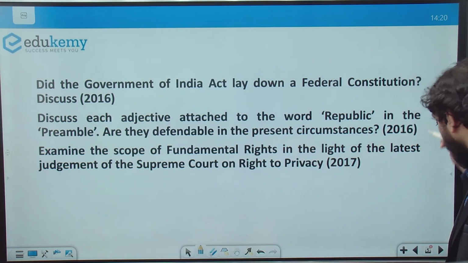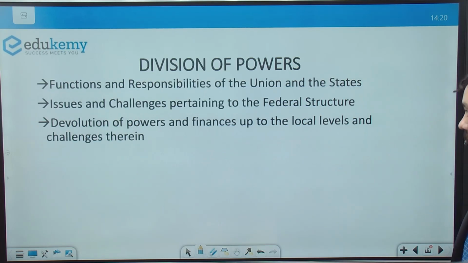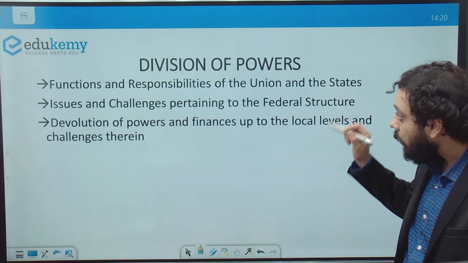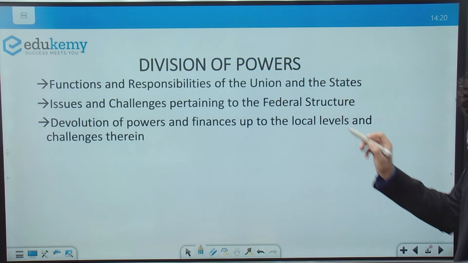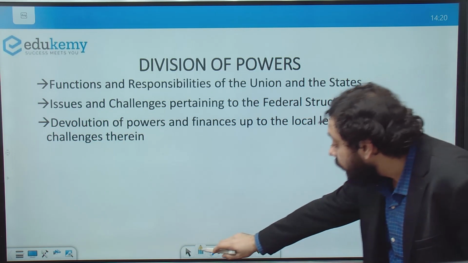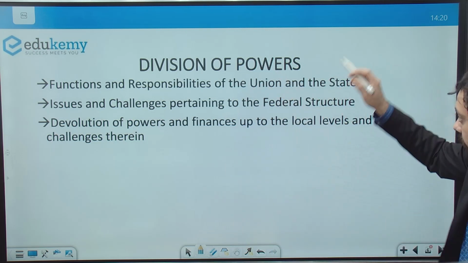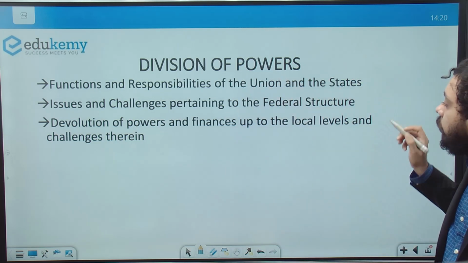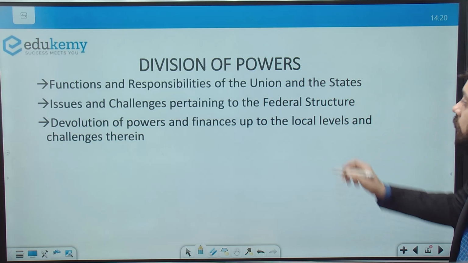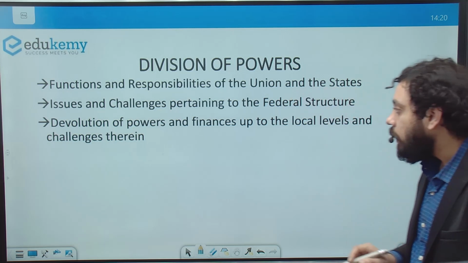Okay, let's move to the second point, which is the division of powers, right? This is the second point in the syllabus, out of the 20 points. It is not written as division of powers, but it is a title that we can use because it talks about the functions and responsibilities of the union and the states.